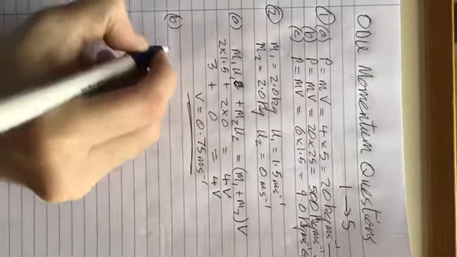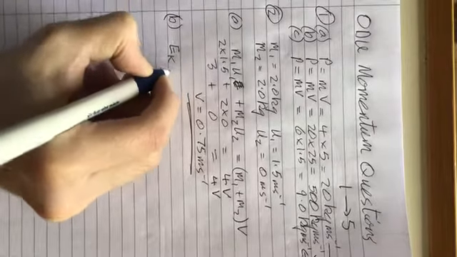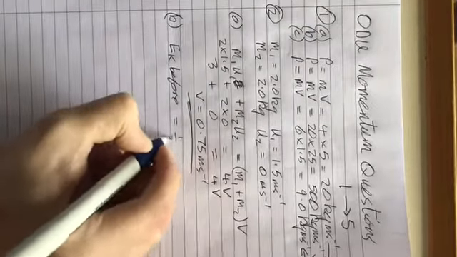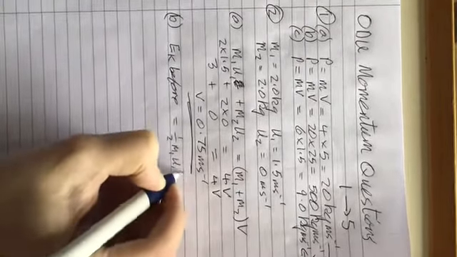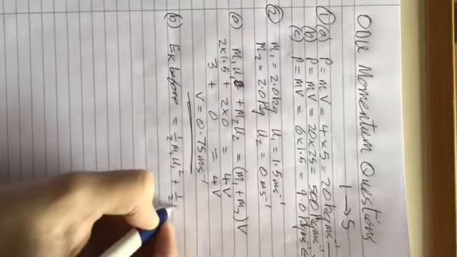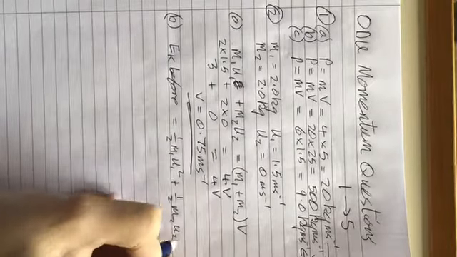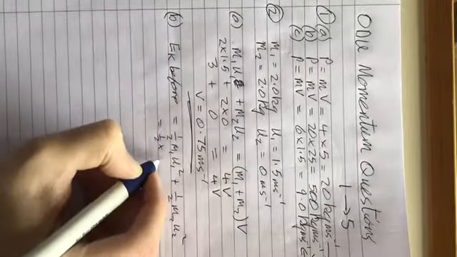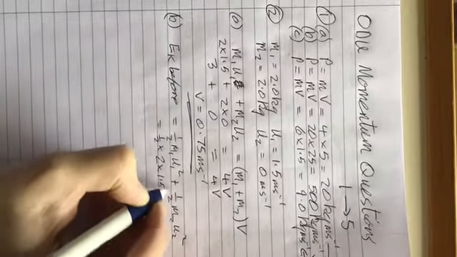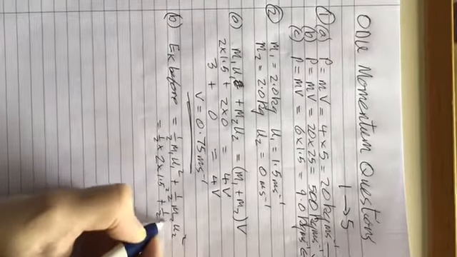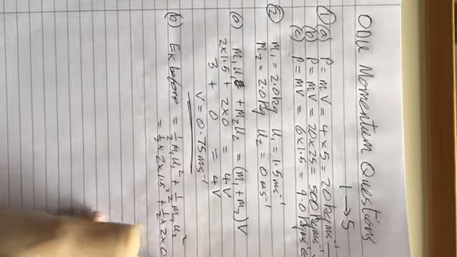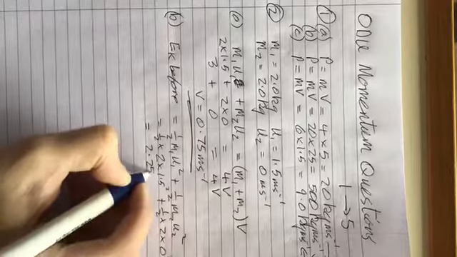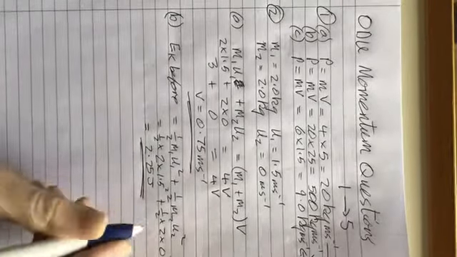Part B, kinetic energy before the collision is a half M1 U1 squared plus a half M2 U2 squared, which is going to be a half times 2 times 1.5 squared plus a half times 2 times 0 squared. That bit will be easy, and that should give you 2.25 joules of energy.